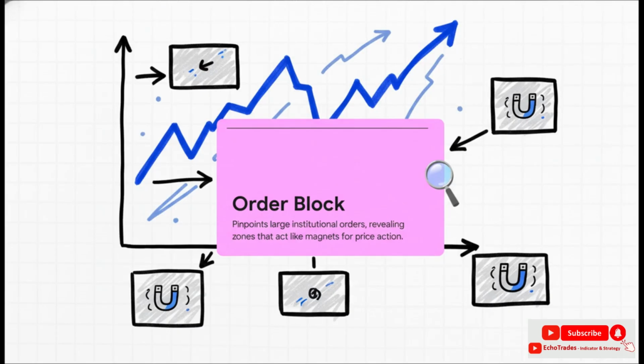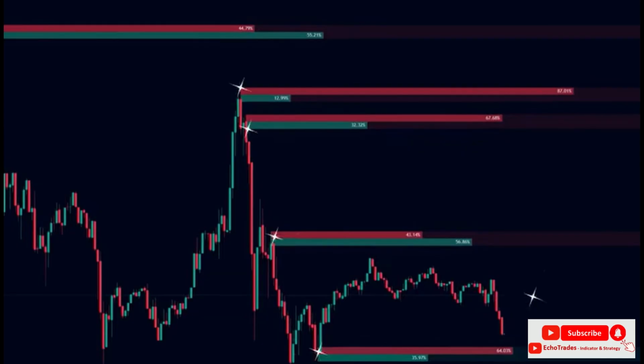An order block isn't just some random box on a chart. It's a tool that pinpoints precisely where those massive institutional orders are sitting. You can think of these zones like magnets for the price, showing you the critical levels of support and resistance that you can actually build a strategy around.